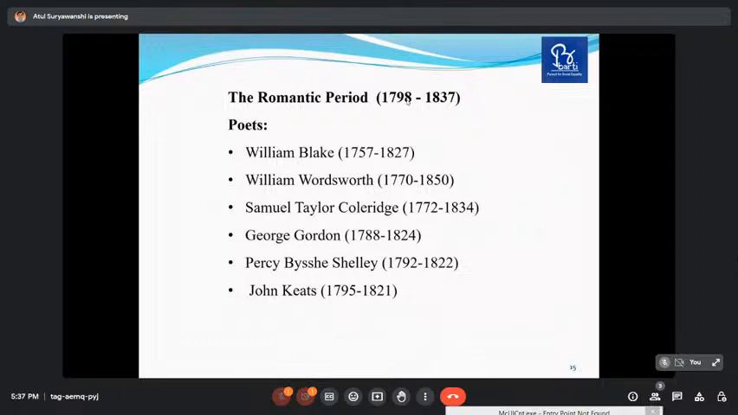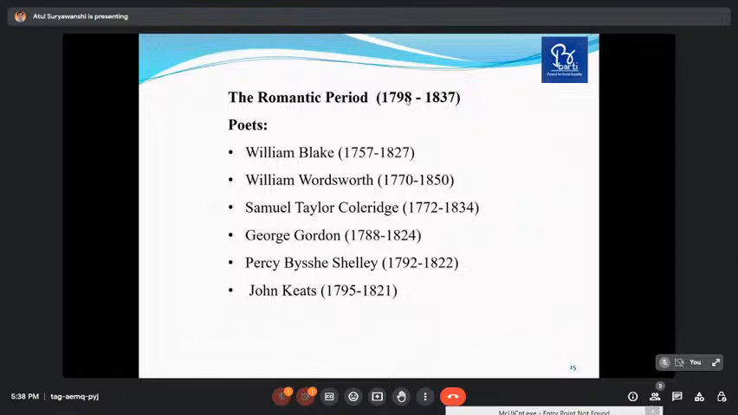The last lines of Daffodils run like this: they flash upon the inward eye, which is the bliss of solitude, and then my heart with pleasure fills and dances with the daffodils. William Wordsworth defines poetry as a spontaneous overflow of powerful human feelings recollected in tranquility. It's a very beautiful definition. The next prominent figure is Samuel Taylor Coleridge, widely known for his best literary poem in English literature, The Rime of the Ancient Mariner. He prayeth best who loveth best, both man and bird and beast, all things great and small.